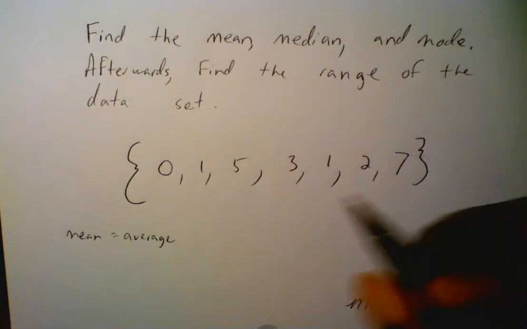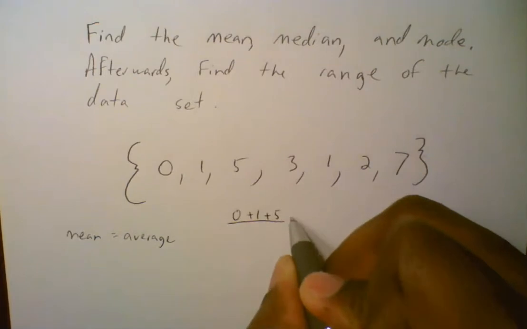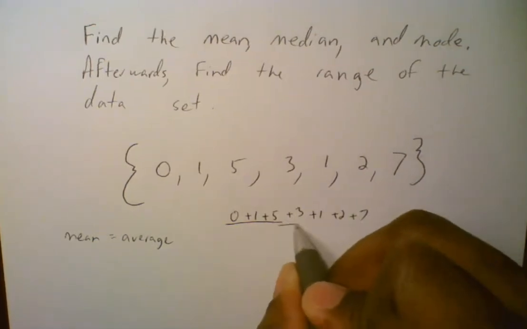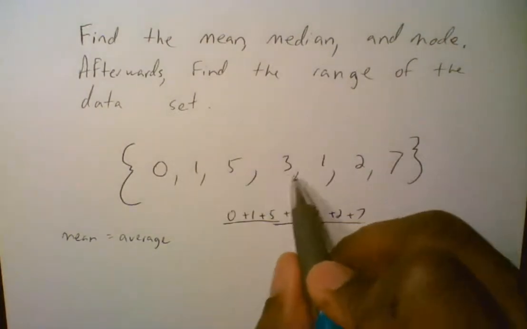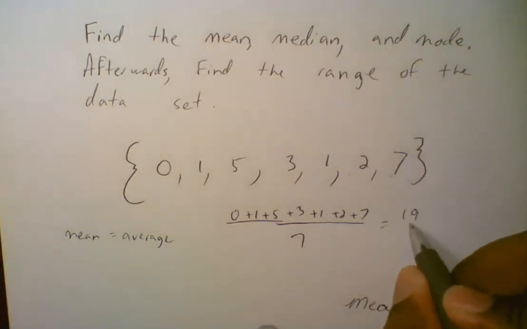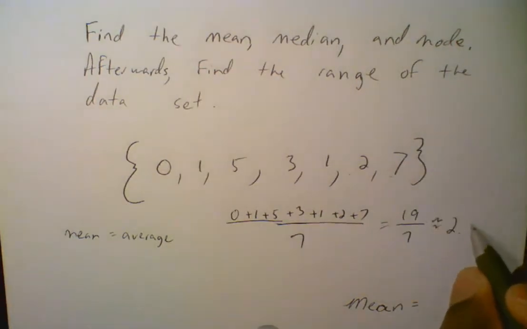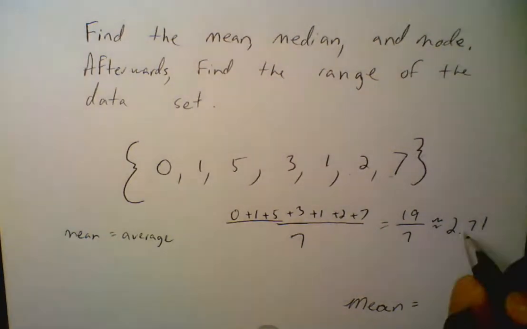So the average of these numbers, you'll simply plug in the calculator: 0 plus 1 plus 5 plus 3 plus 1 plus 2 plus 7. You're going to divide that by the total number of digits, and it's 1, 2, 3, 4, 5, 6, 7, so 7 digits. So that gives you a sum of 19 over 7. You plug in the calculator 19 divided by 7, you should get about 2.71. So my mean is about 2.71.